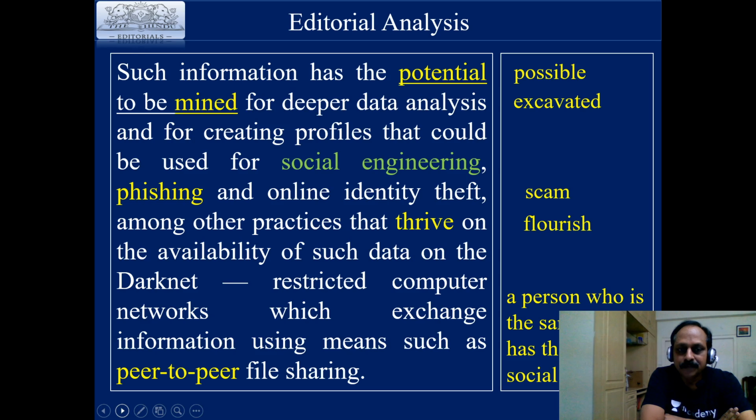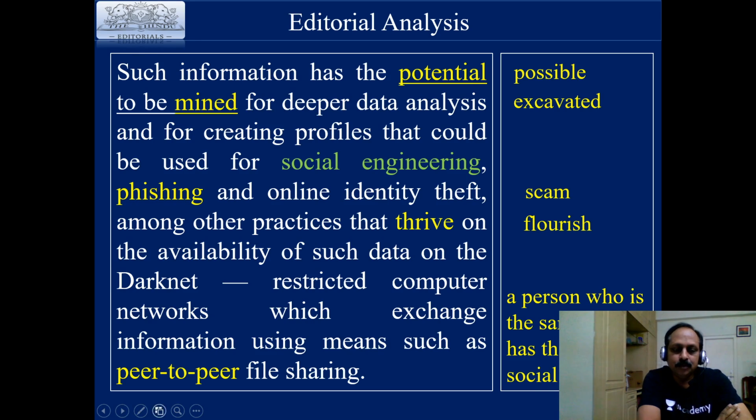It is a trick to get personal information or important information so that that could be used at a later stage for a different purpose. And it leads to scam. Thrive. Thrive means flourish. That is also an important word. Usually flourish goes with business, but thrive goes with a particular species or something else or a particular thing. Coming to peer-to-peer file sharing. Peer-to-peer file sharing, what does it mean? Peer means a person who is the same age or has the same social position.